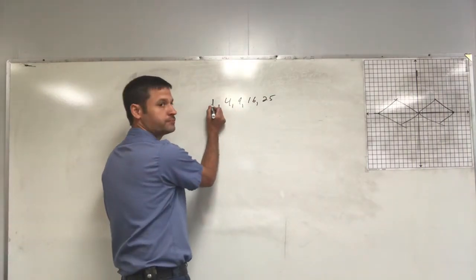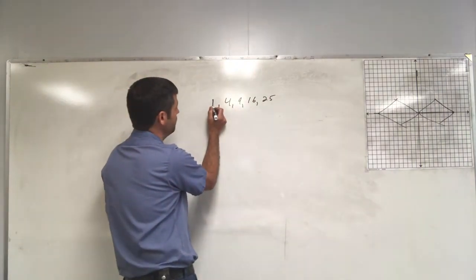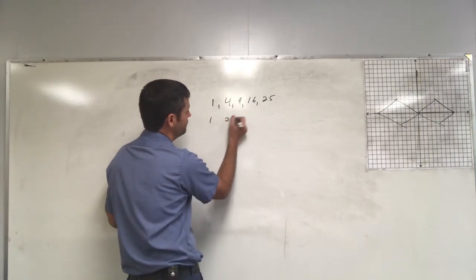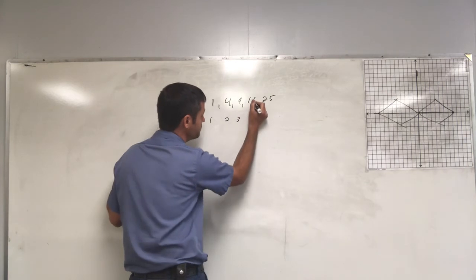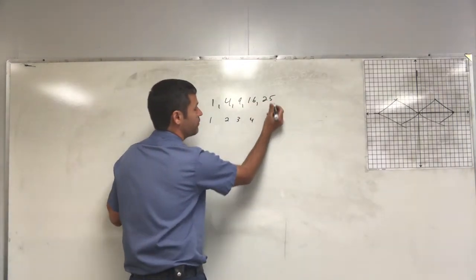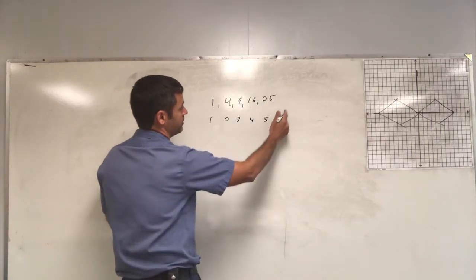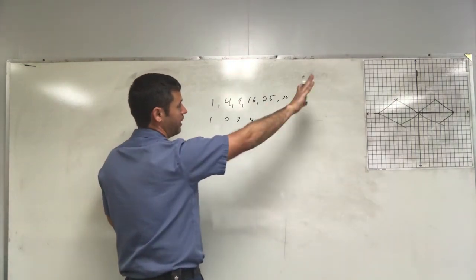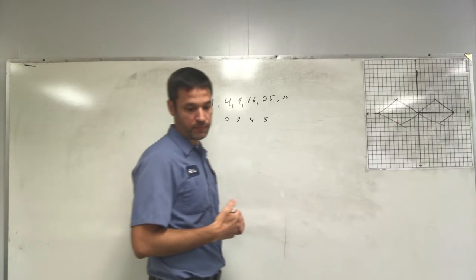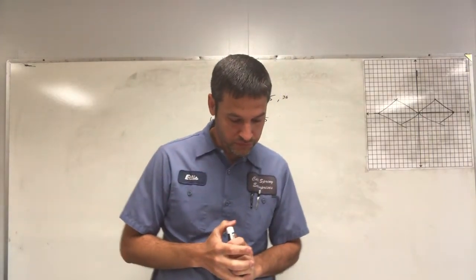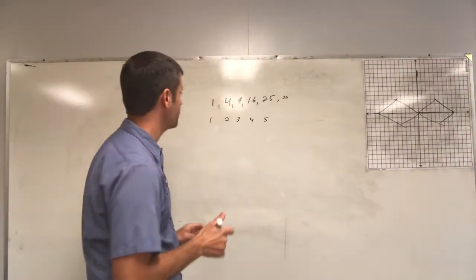So 1 is the square of 1. 4 is the square of 2. 9 is the square of 3. 16 is the square of 4. 25 is 5 squared. So it continues. 6 squared is 36, 7 squared is 49, and so on. You see what the pattern is. So they're asking to write an equation to find the nth square number.